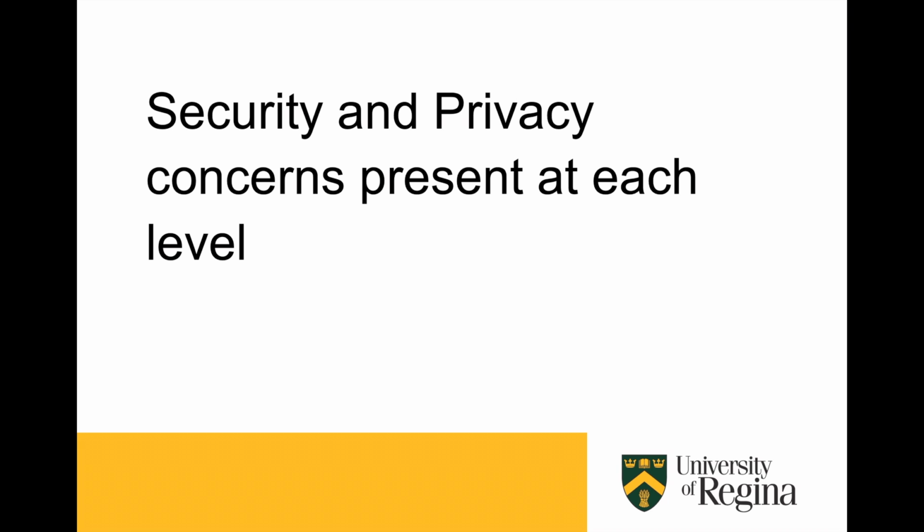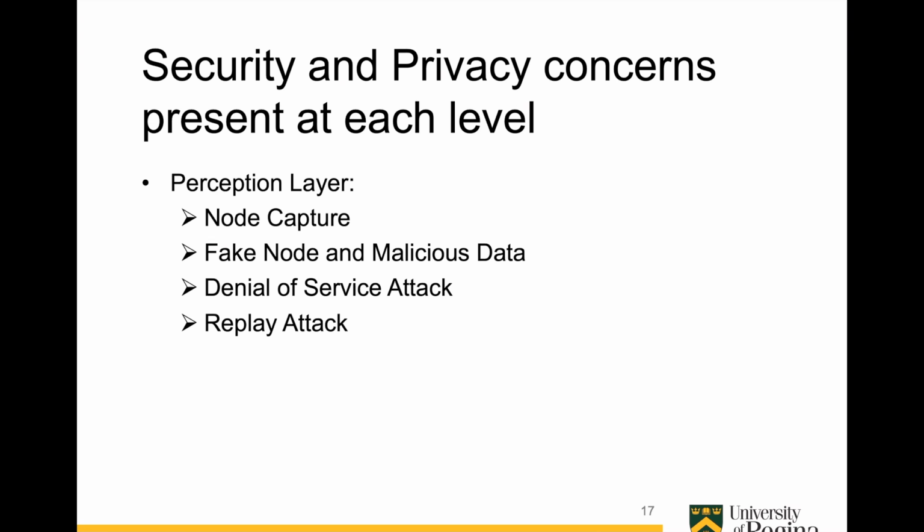Now that we have a clear idea about the layers of IoT architecture, we can take a look at the security and privacy issues present at each level. At the perception layer, many security concerns exist, but here I added only a few which are common in IoT applications. The security and privacy concerns at the perception layer are node capture, fake node and malicious data, denial of service attack, and replay attack.